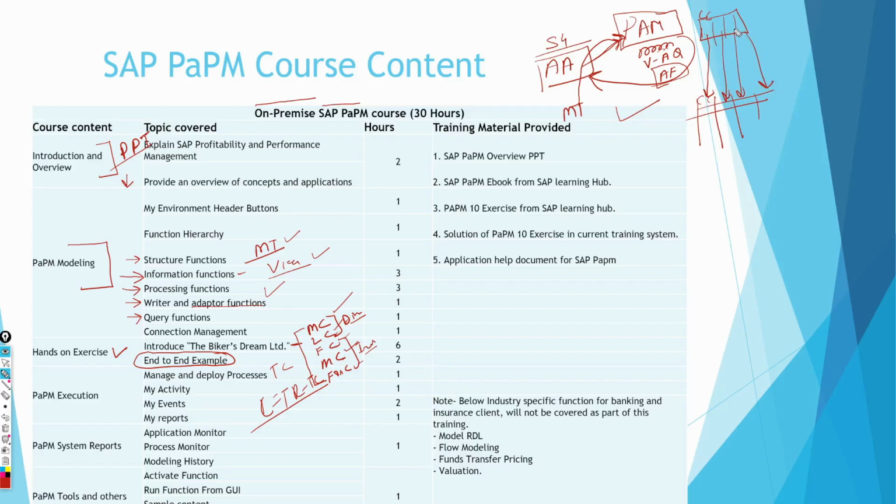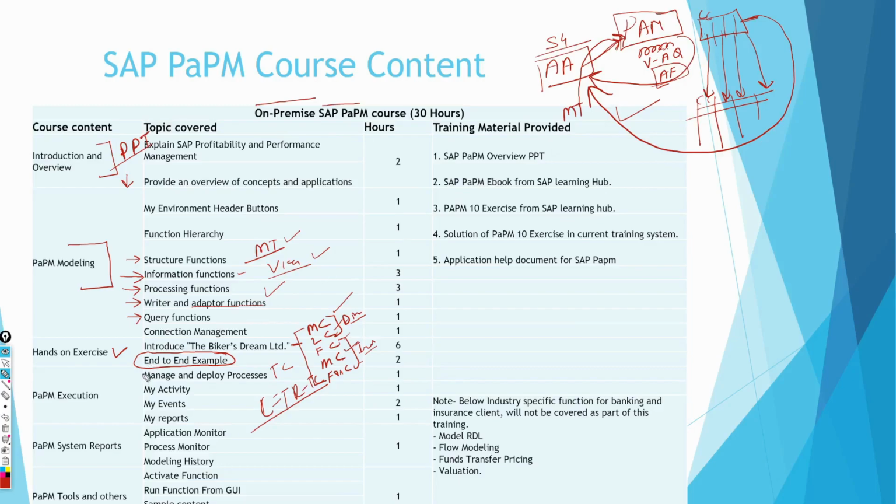Like cost center, there are certain mandatory fields. Once we map them, we activate the function and we post back. What will happen is, it will take the output from PAPM and post an accounting document to ACID. That we'll see in the end-to-end example.